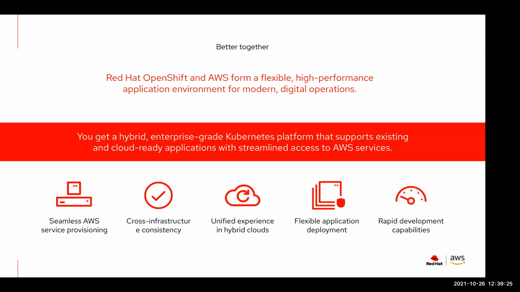So, you're really getting that hybrid Kubernetes platform that is cloud ready, with streamlined access to different AWS services. So things like the AWS Service Broker integration, AWS operators. So AWS services are seamlessly provisioned and exposed directly through OpenShift, so developers can launch and deploy AWS services without ever having to leave the OpenShift interface.